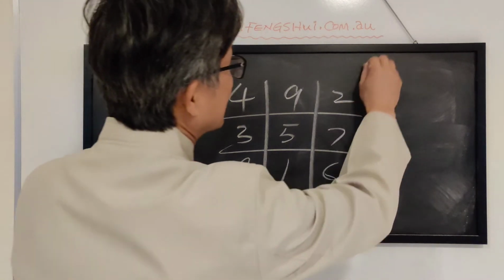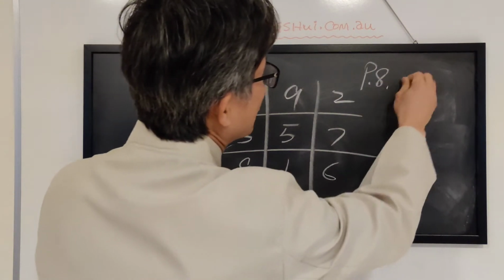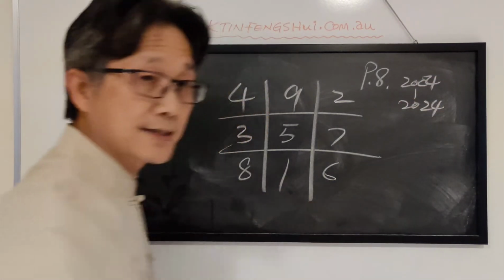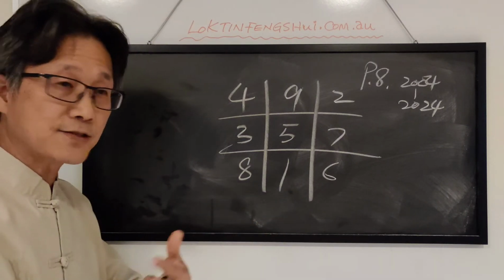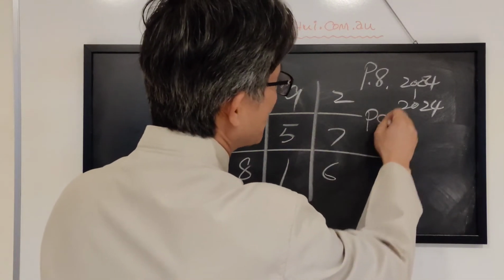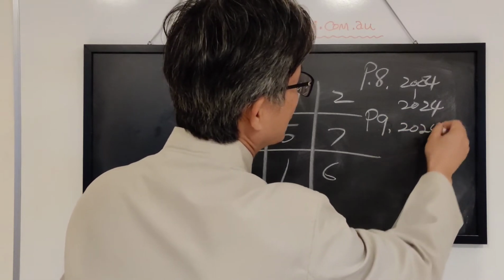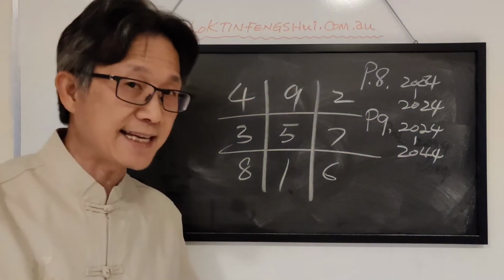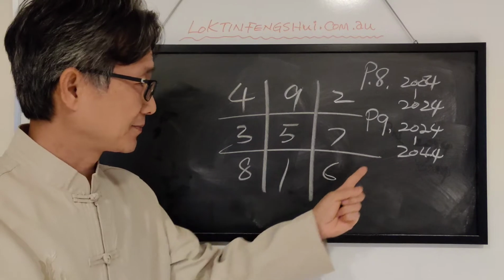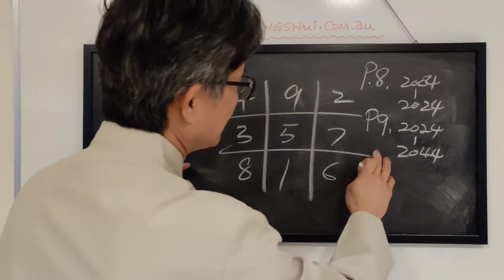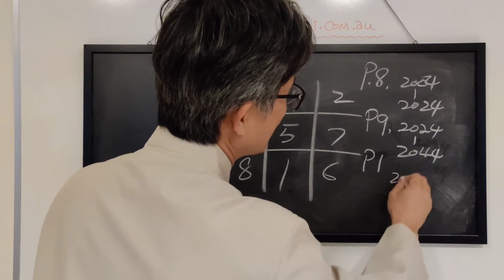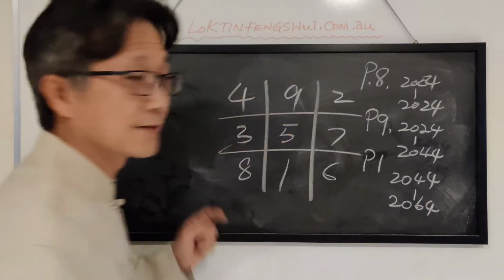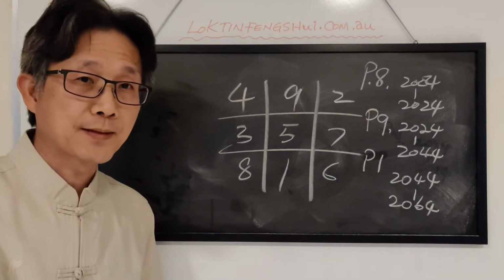Period 8 is from 2004 to 2024, so we are still in period 8. After 2024, it turns to period 9, from 2024 to 2044. There's no period 10. When it reaches 9, we go back to period 1. Period 1 will be from 2044 to 2064. So there are 20-year periods.